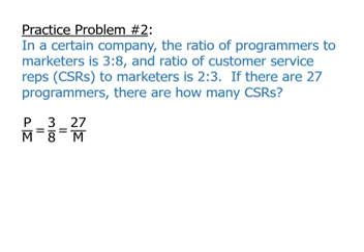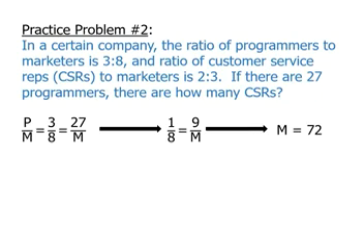We're going to use the cancellation trick. We have a proportion. We're going to cancel across the numerators. Divide both numerators in that proportion by 3. Simplifies to a 1 and a 9. And now that we're down to 1, we can just cross multiply. So 1 times m equals 9 times 8, which is 72. So there are 72 marketers.